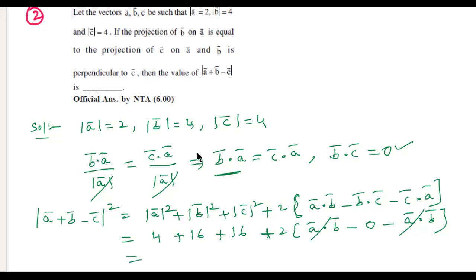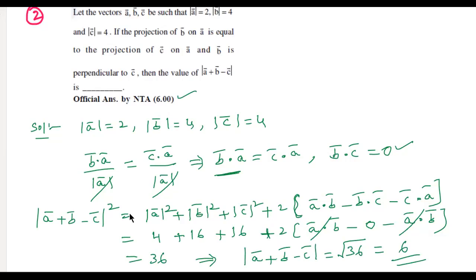Total how much did we get? 16 plus 16, 32, plus 4, 36. But we want only the modulus of A plus B minus C, whose square is on the right-hand side. Square root of 36 is 6. This is the answer. The official NTA answer is also 6. So this is also a very easy question.